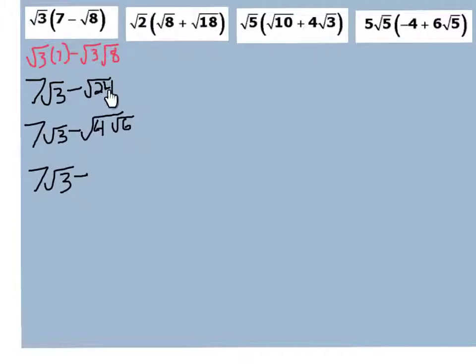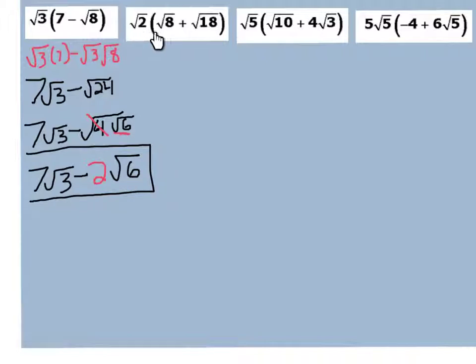Well, 24 is really 4 multiplied to 6, and I can square root this 4 and say it's 2, so what's left inside is the square root of 6, which I cannot break down. So here's my answer, and I am not able to add these together because they are not the same radical or radicand. Let's try this one here.